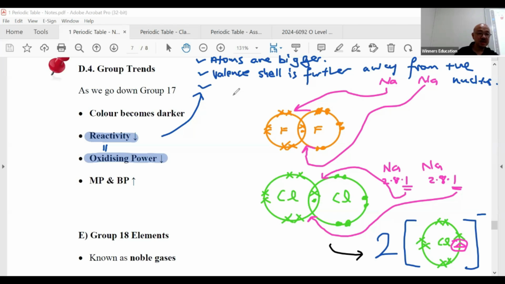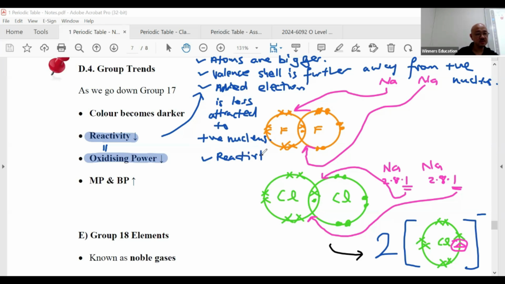So what? So the added electron, say from sodium in this case, make sense? The added electron is less attracted to the positive nucleus. And therefore, ladies and gentlemen, the reactivity decreases. Because its job is to gain electron as soon as possible to become ions. But the attraction is lower and lower.